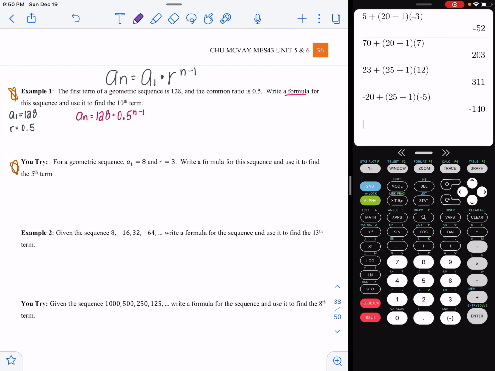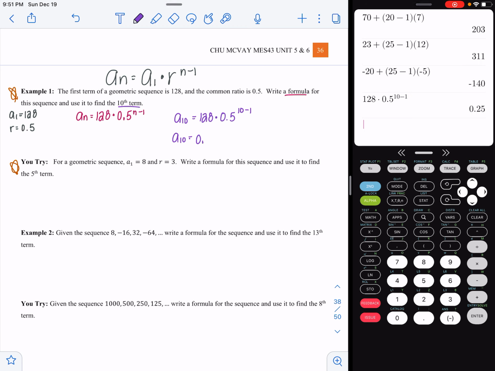Let's use this now to find our 10th term. To find our 10th term, we're going to replace n with 10. So our 10th term is equal to 128 times 0.5 to the 10 minus 1 power. Let's take a look. 128 times 0.5, and then remember to get the exponent, we press that button above the division sign. 10 minus 1, and I get 0.25. Go ahead and try that you try, and then I will go over it with us.